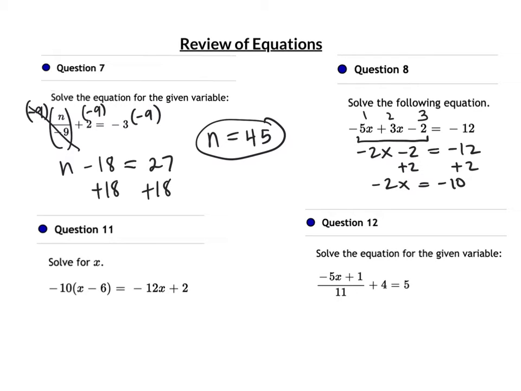So we added 2 to both sides. Now I can eliminate that coefficient. Get rid of the -2 by dividing. Generally, that's your last step. -10 divided by -2 is +5.